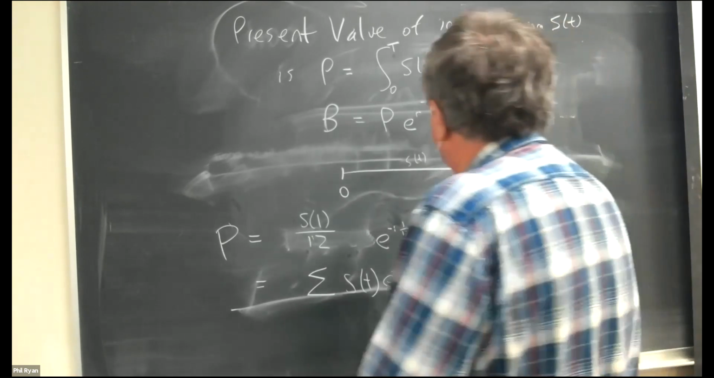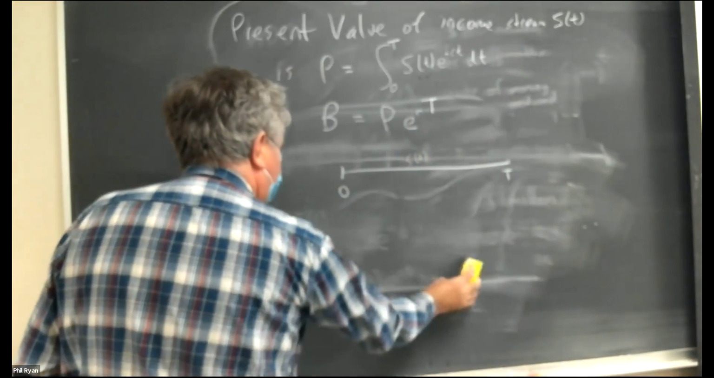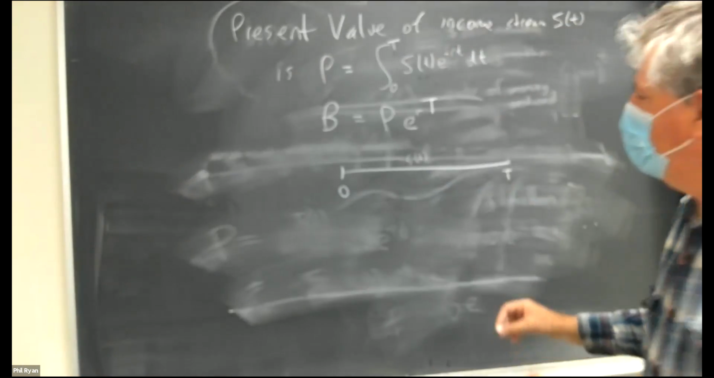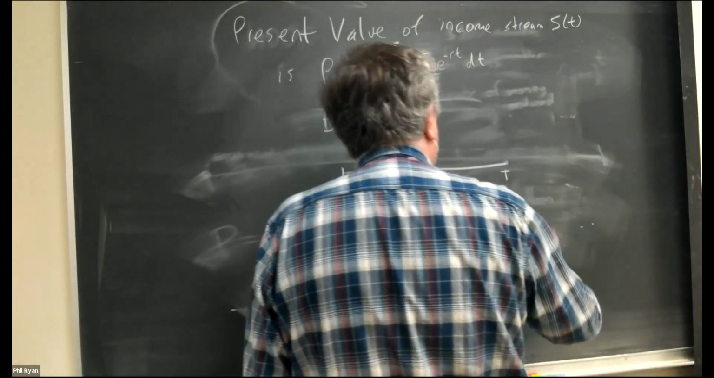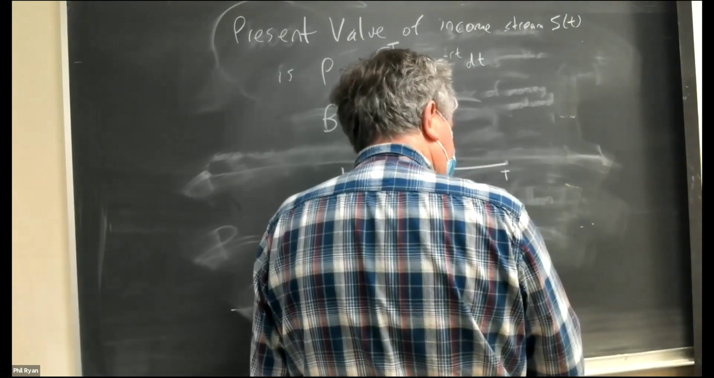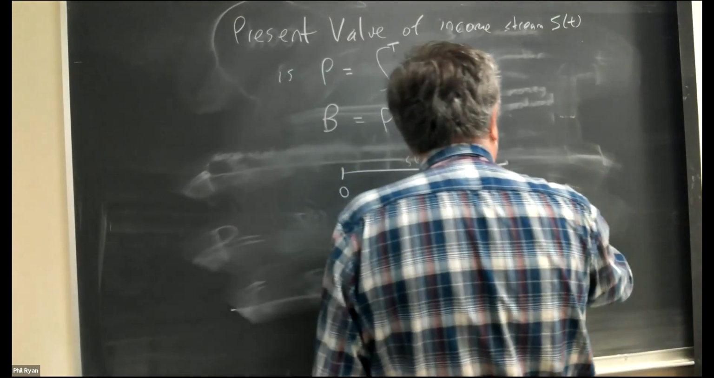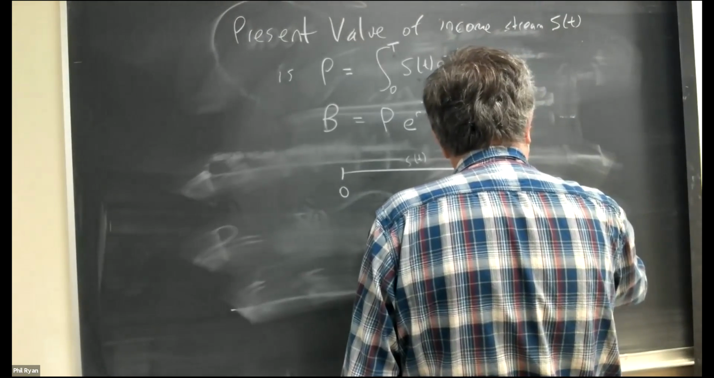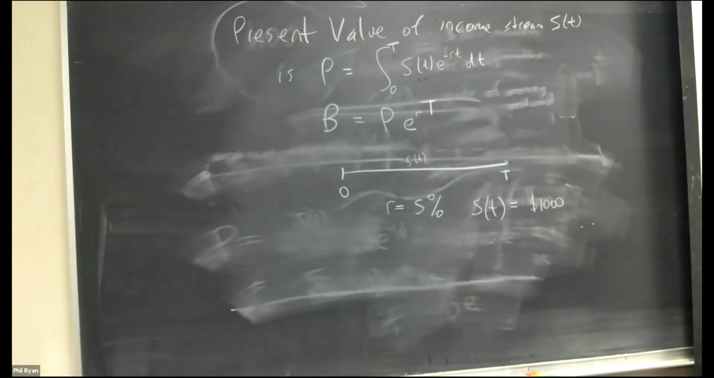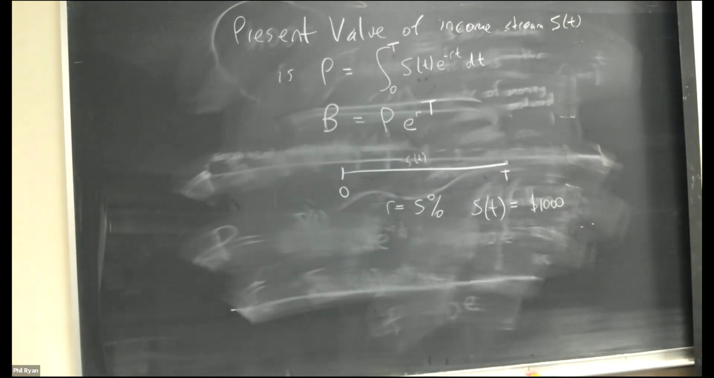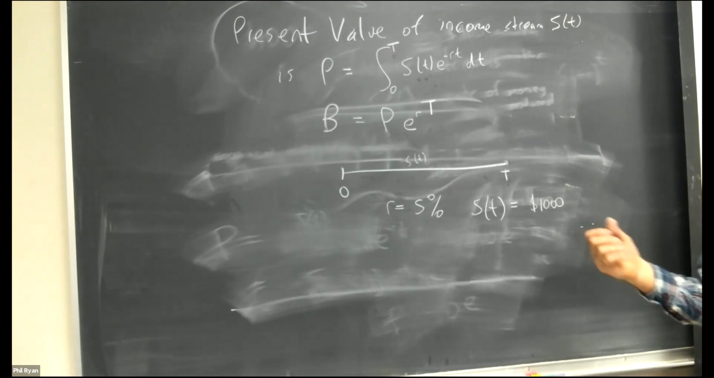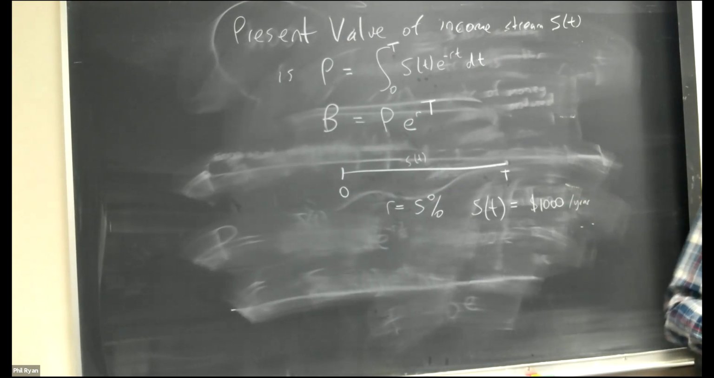Okay, so let's do an example. We've got to come up with an interest rate. So let R be 5%. And let our income stream be like $1,000. So, oh, that's so wimpy, isn't it? Anyway, it doesn't matter. So over the course of the year, it's $1,000. So this is $1,000 per year, but it comes to us continuously. Like every instant we're getting a few cents. And over the course of the year, we get $1,000.